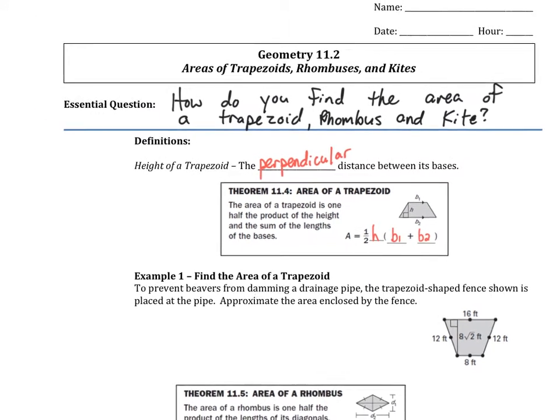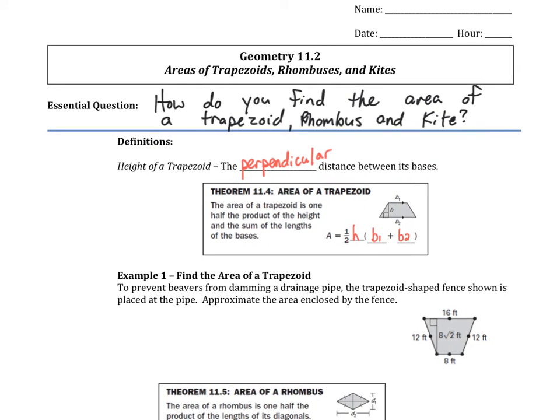All right, everyone. In section 2 here, we're going to talk about the area of trapezoids, rhombuses, and kites. So how do you find the area of a trapezoid, a rhombus, and a kite? First, we have to talk about what the height of a trapezoid is. And like we talked about in section 1, the height is always the perpendicular distance between things. So the height of a trapezoid is the perpendicular distance between the bases.